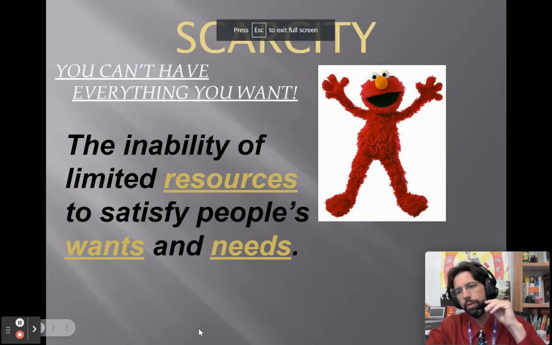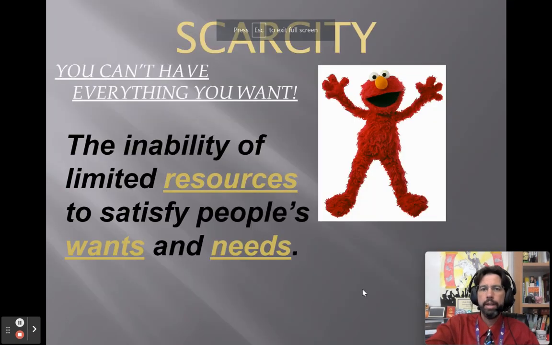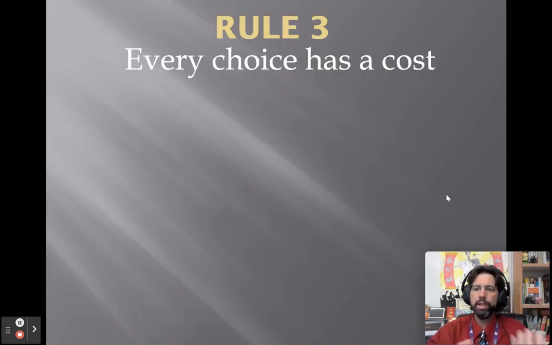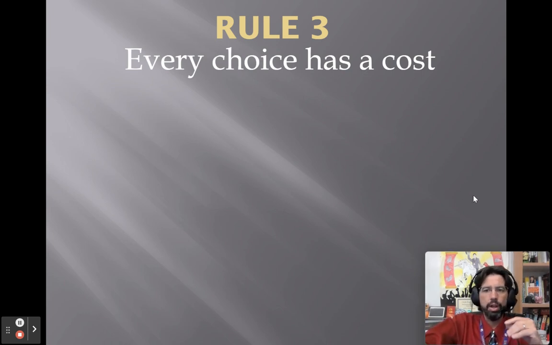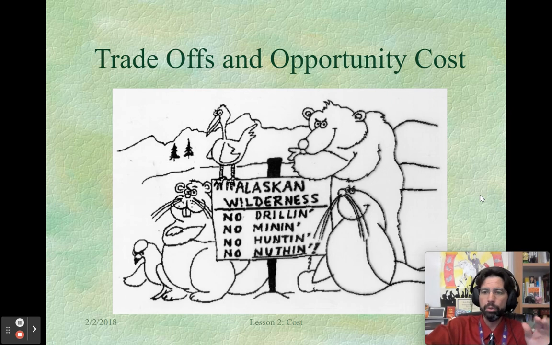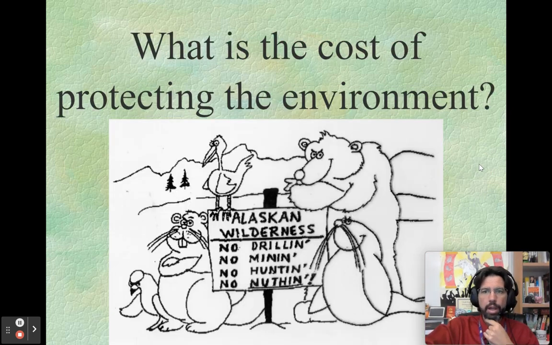Okay, ladies and gentlemen, of course, economics is about the concept of dealing with scarcity. The ultimate goal is happiness, individual and societal. We're focusing now on the idea that every choice has a cost. Now, there are different types of costs. Let's start with the most important cost that there is, and that is the concept of an opportunity cost. Okay? It is the most important concept in all of economics in terms of dealing with the cost.